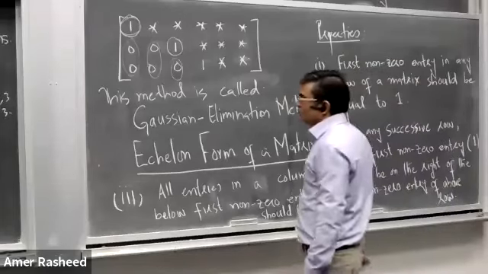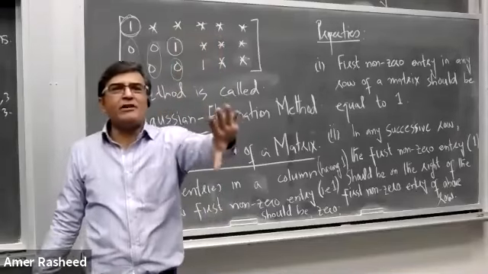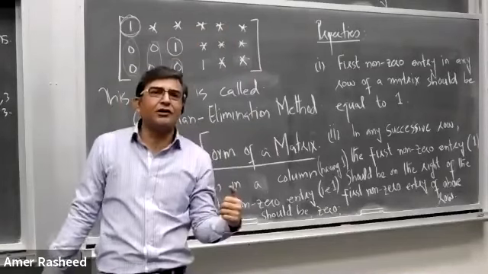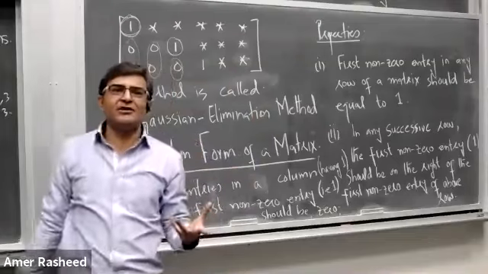Sir, the process of making this augmented matrix into this echelon form of a matrix, and reversing this up and finding out the solutions, this entire thing is called Gaussian elimination method? Yes, the entire thing. From the linear system, you write the augmented matrix, you convert it into echelon form, and then use backward substitution and get the solution. This whole procedure is called Gaussian elimination method. Okay, sir. Thank you.